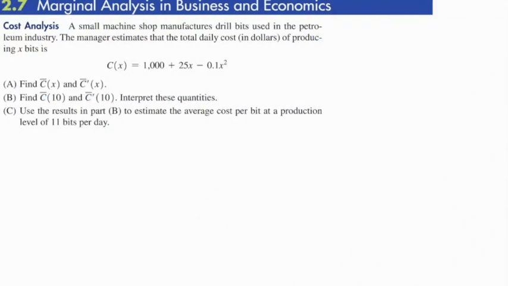So here we have our next problem. It states a small machine shop manufactures drill bits used in the petroleum industry. The manager estimates that the total daily cost in dollars of producing x bits is given by this cost function, C of x equals 1000 plus 25x minus 0.1x squared. Part A asks that we find the average cost of production and the marginal average cost of production as functions.